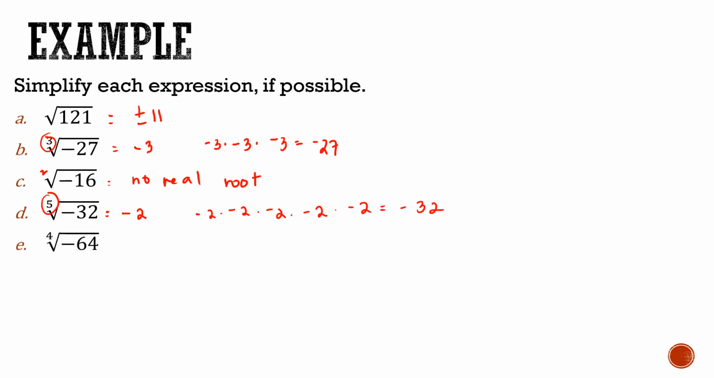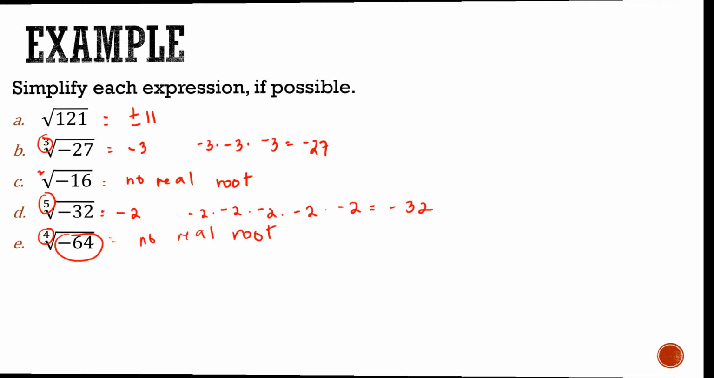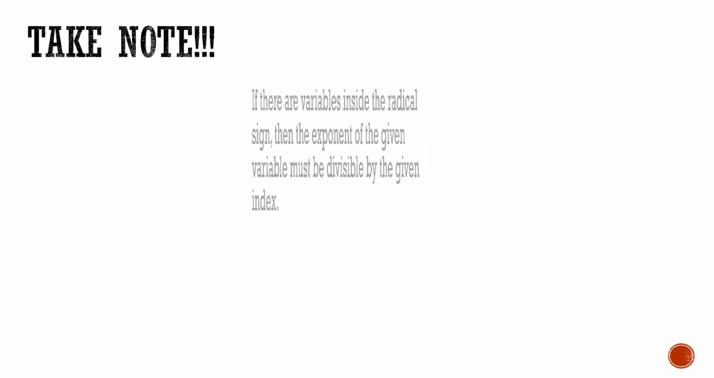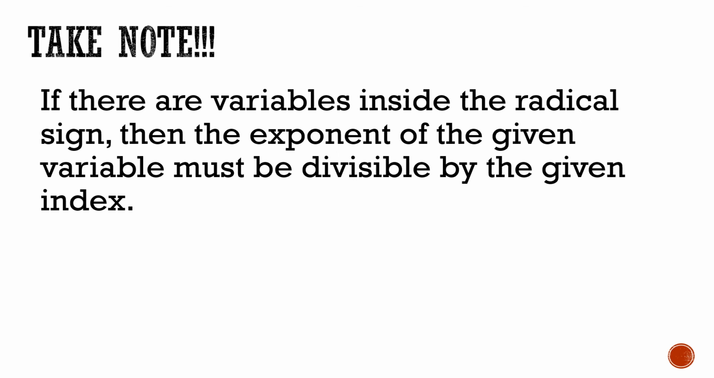Next, the fourth root of negative 64. Again, our index is an even number and the radicand is negative, therefore it has no real root. Take note, if there are variables inside the radical sign, then the exponent of the given variable must be divisible by the given index.